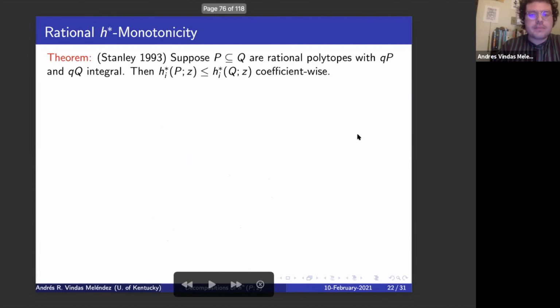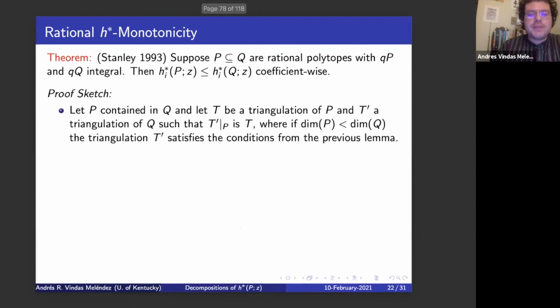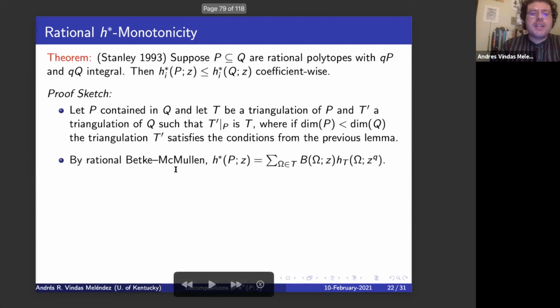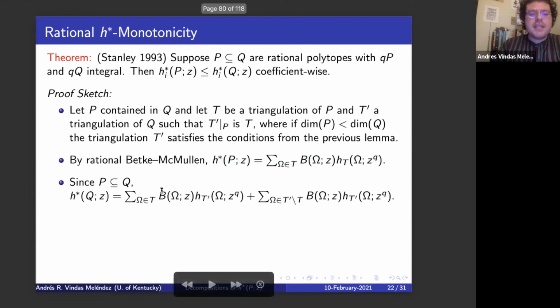Okay, awesome. And so now it's essentially putting all the pieces together. Again, this is the same scenario as before, right? We have T prime, a triangulation of a polytope Q. When we restrict it to P, it gives us the triangulation of P. So by the rational Betke and McMullen result, we know what the H star polynomial should look like. Since P is contained in Q, we care about the stuff with just Q, and the stuff with P.